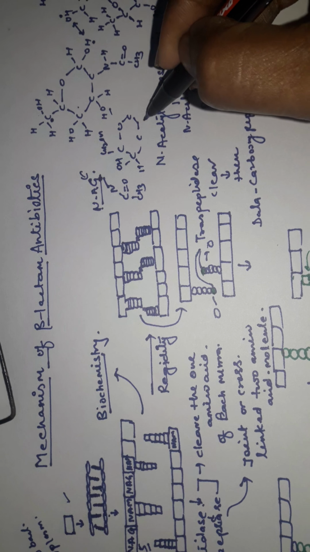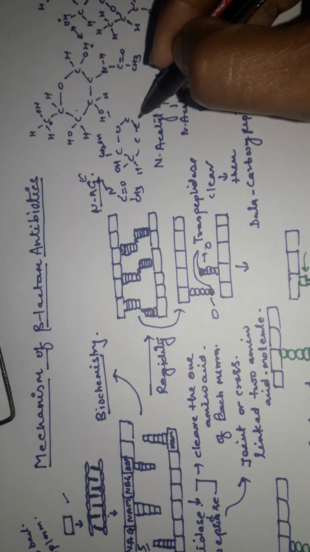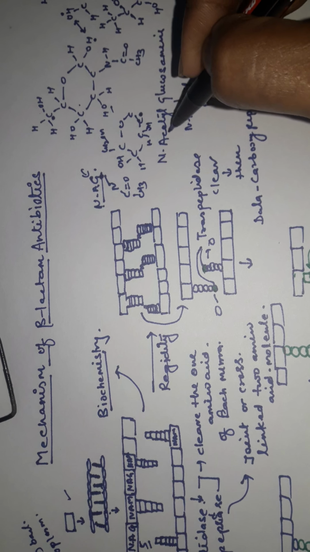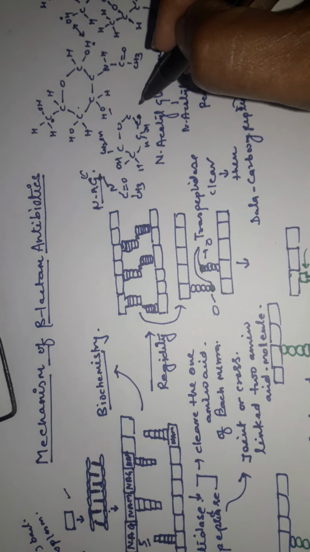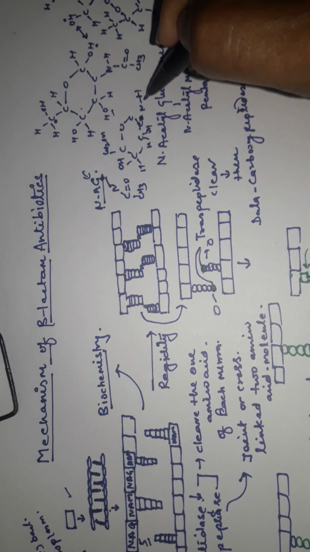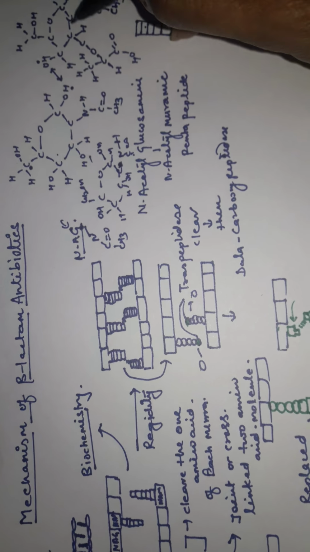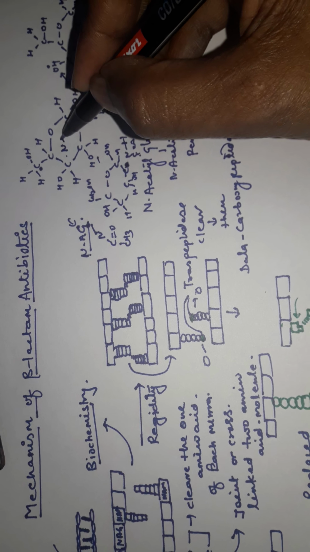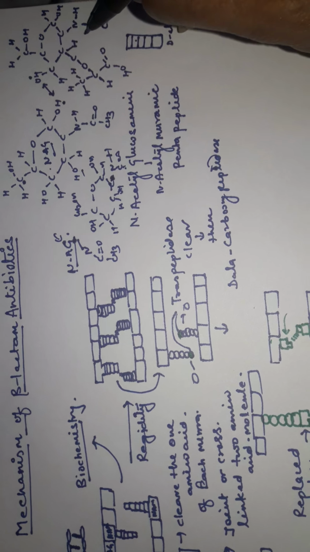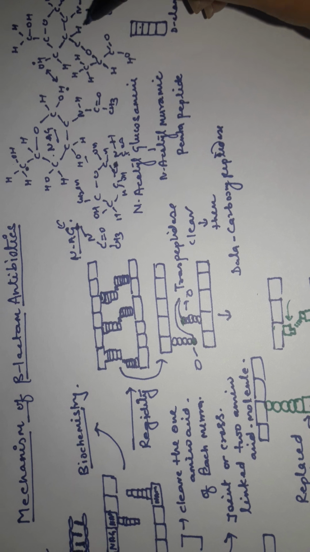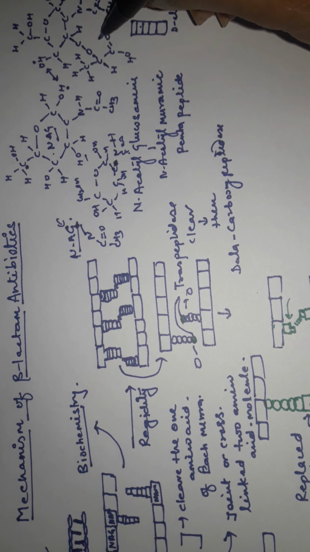So you will draw the structure with H and OH. This carbon contains the N-acetyl moiety, so you attach NH and COCH3, and like that OH and H will be present. So this is NAG, and this is N-acetyl muramic acid. In this muramic acid, the acid part is attached through this one.